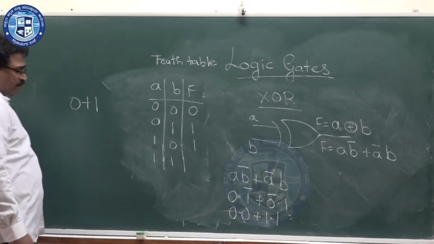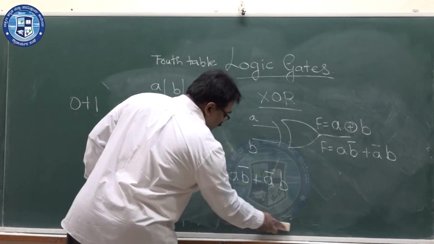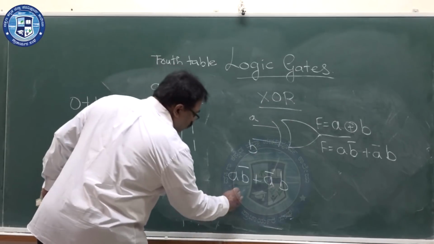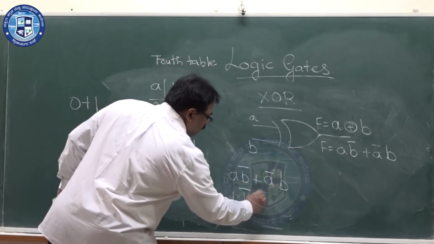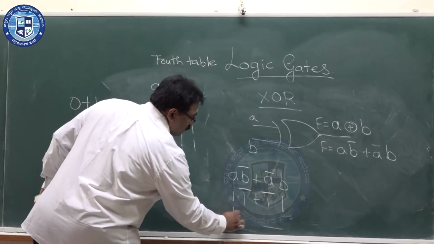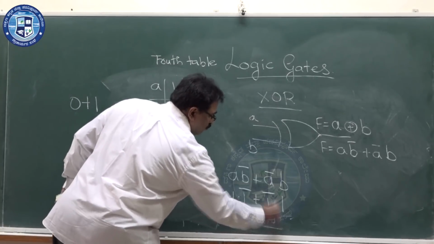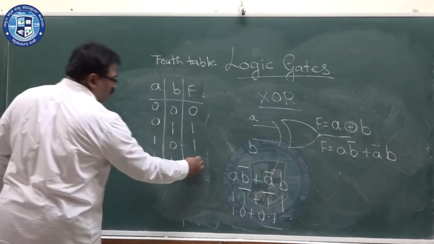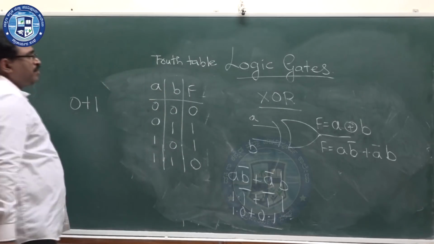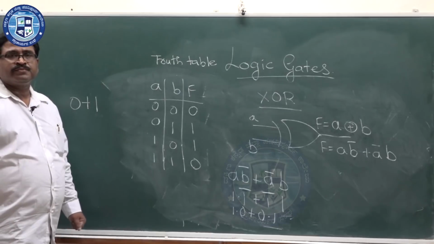Now the last one, that is if both are 1. So it is 1 dot 1 bar plus 1 bar dot 1. So it is 1 dot 0 plus 0 dot 1. So the output will be 0. Now this is the truth table for 2 input XOR gate.